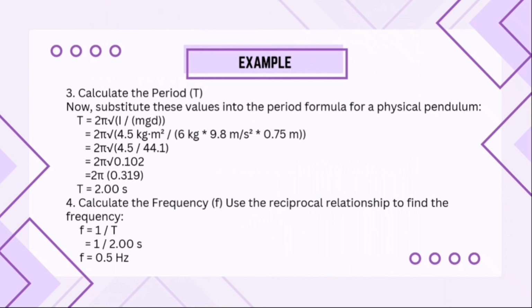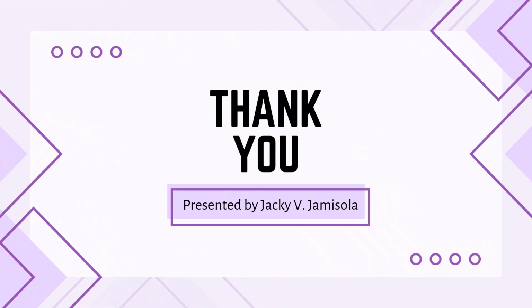Number 4. Calculate the frequency. Use the reciprocal relationship to find the frequency. F equals 1 over time, and our time is 2 seconds. So 1 divided by 2 seconds is equal to 0.5 hertz. And that is the answer to the example of the physical pendulum.